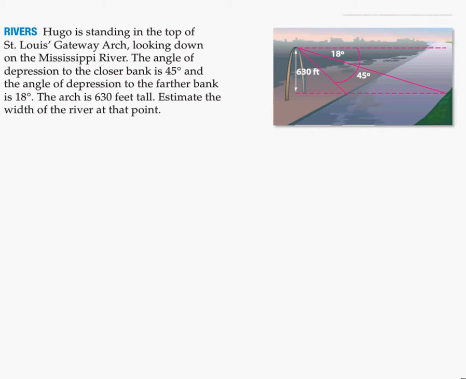In this problem, Hugo is standing in the top of the St. Louis Gateway Arch, looking down on the Mississippi River. The angle of depression to the closer bank is 45 degrees, and the angle of depression to the farther bank is 18 degrees. The arch is 630 feet tall. Estimate the width of the river at that point.